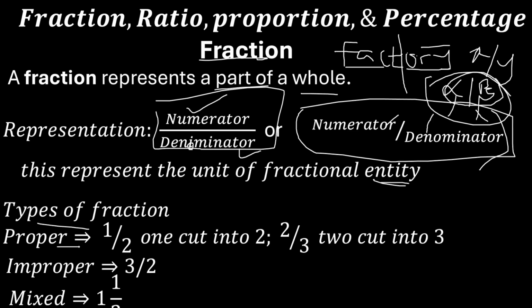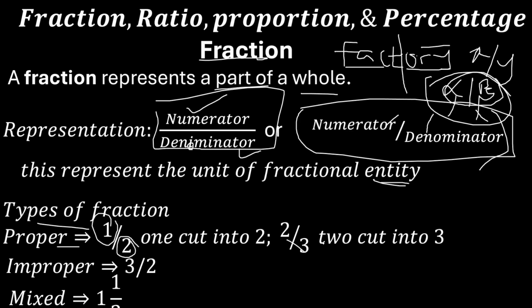We have proper fraction, whereby the numerator is smaller, that is, it's less than the denominator. It is normal. It is proper because something that is big is above something that is small. That is, something that is big is carrying something that is small. So that is proper. Example is what? 1 over 2, 2 over 3.